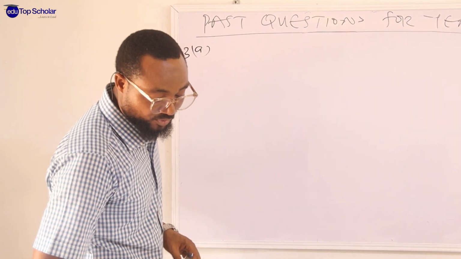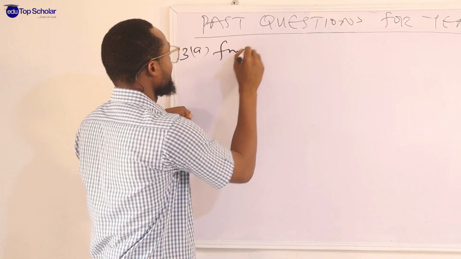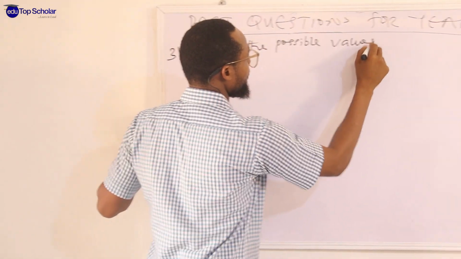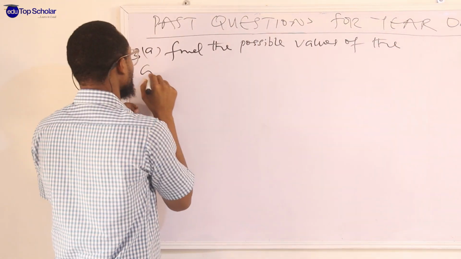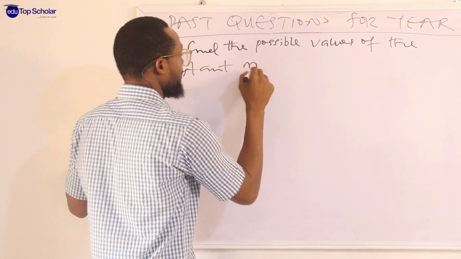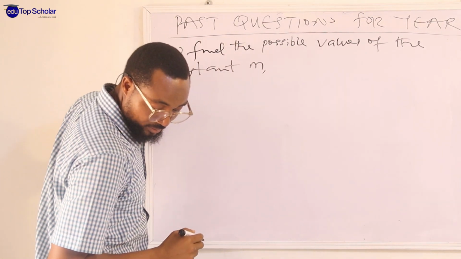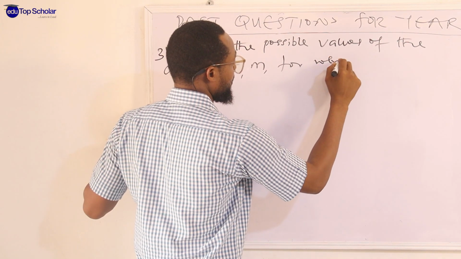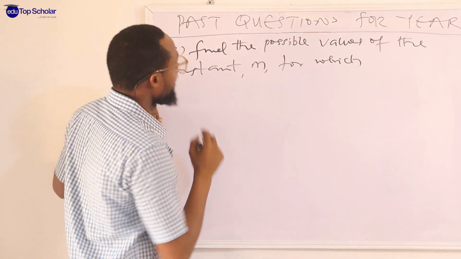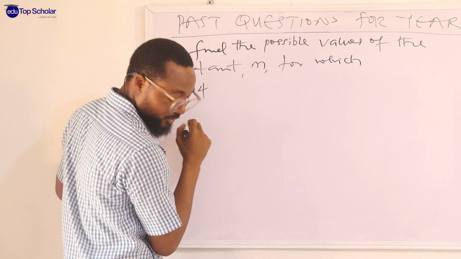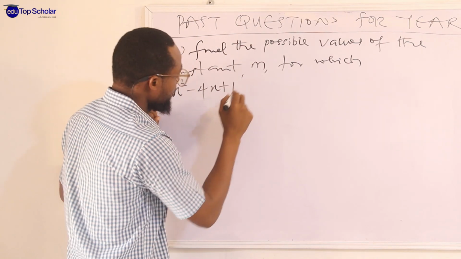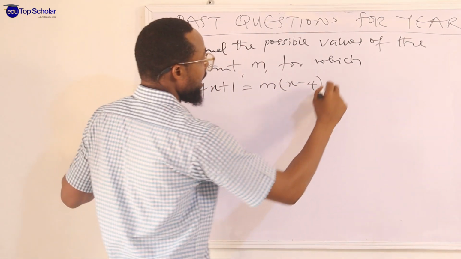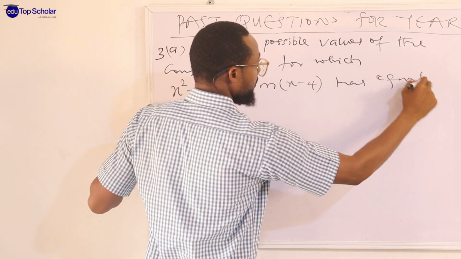This one says find the possible values of the constant m for which x squared minus 4x plus 1 equals m multiplied by x minus 4 has equal roots.